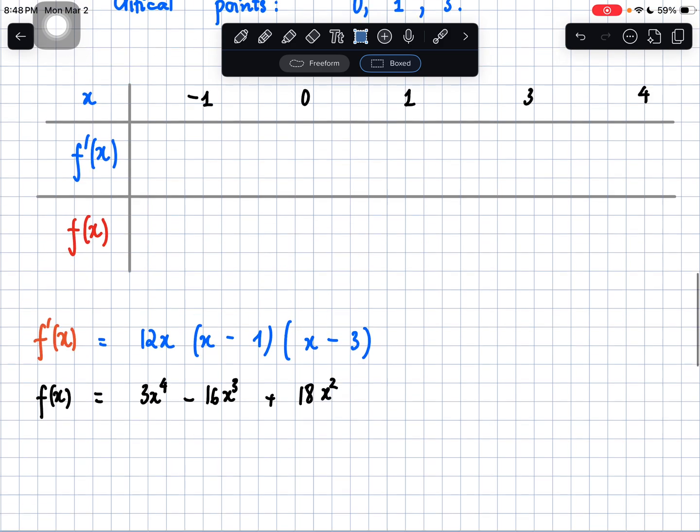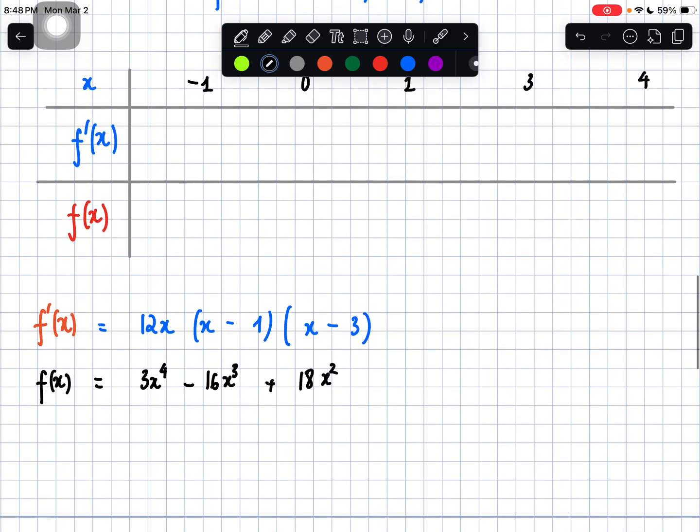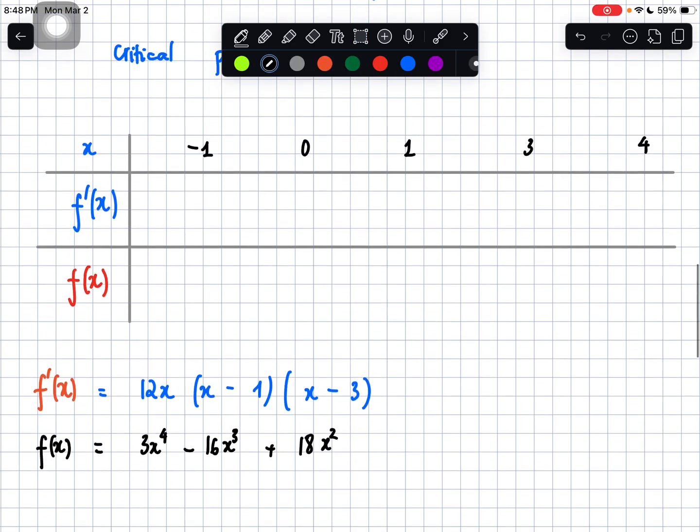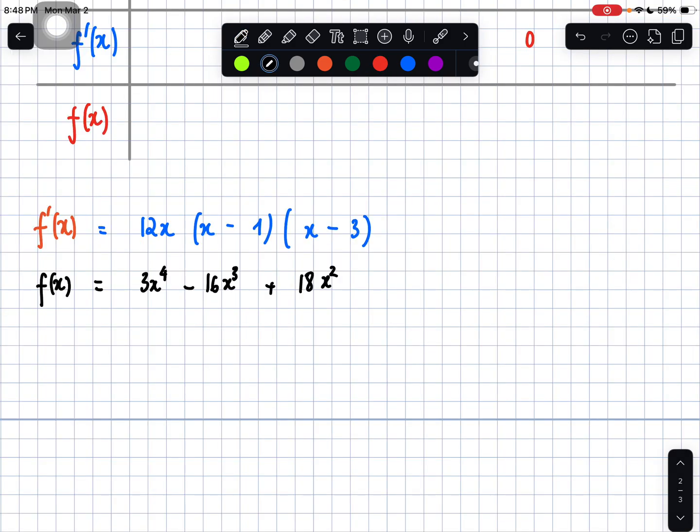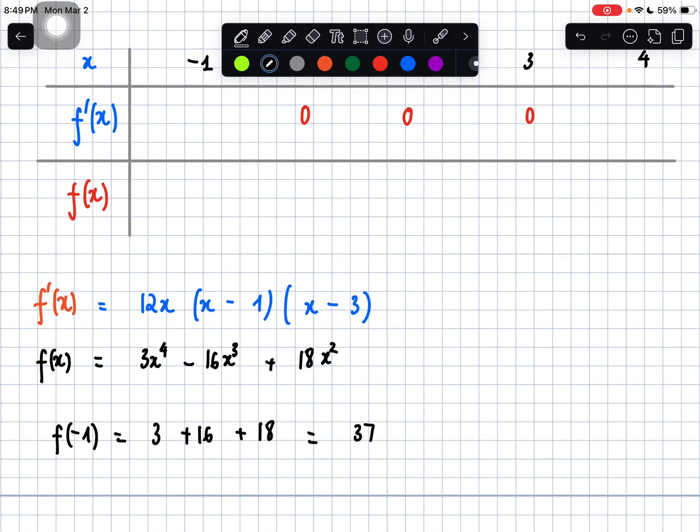Now f at 0, f at 1, f at 3. So these are the 3 critical points. F at -1 is: you have 3 plus 16 plus 18. You have 37. So f at -1 is 37.